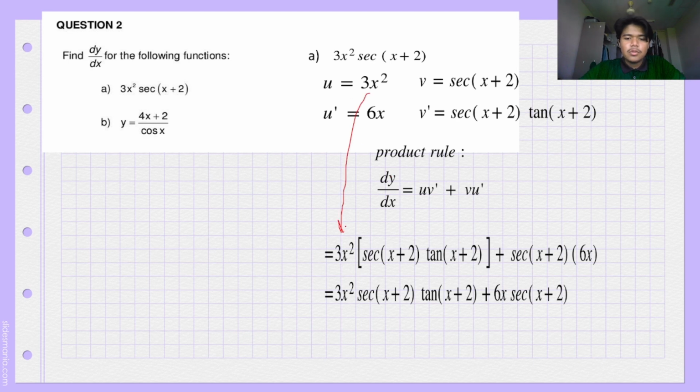So the product rule, that is dy by ds equals u v prime plus v u prime. So we put the information in, such u, v prime, v and u prime, and we multiply it like this for each number, and the answer is 3x squared sec bracket s plus 2 tan s plus 2 plus 6s sec bracket s plus 2.